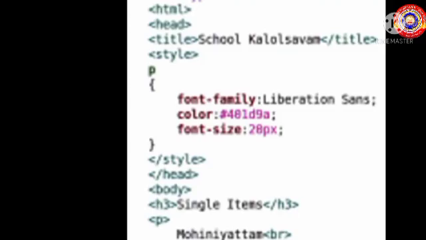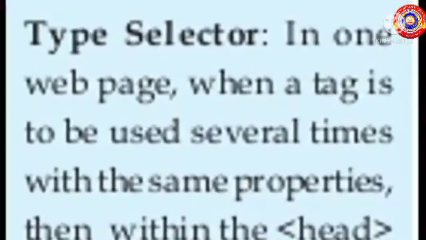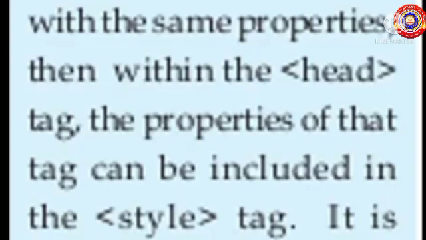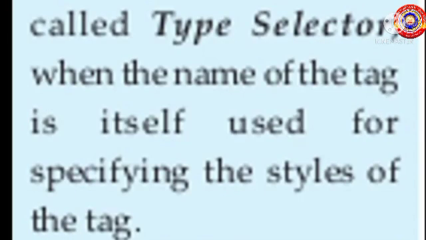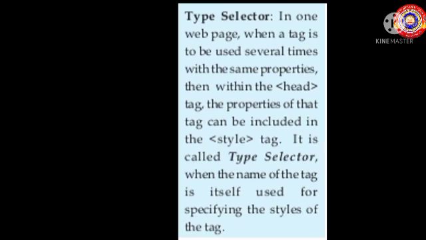Now, this type of style is known as type selector. That is, in one web page, when a tag is to be used several times with the same properties, then within the head tag, the properties of that tag can be included in the style tag. It is called a type selector when the name of the tag is itself used for specifying the styles of the tag. Here we have used the same name of the tag, P, for creating a style for the tag.